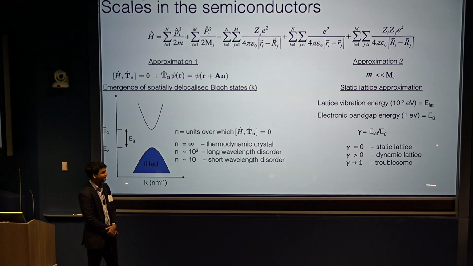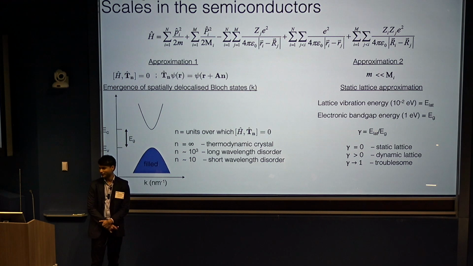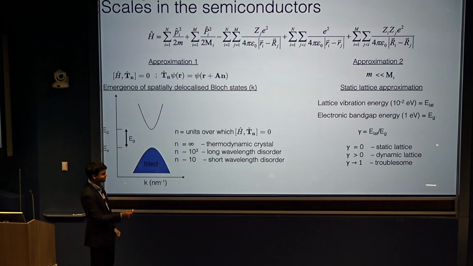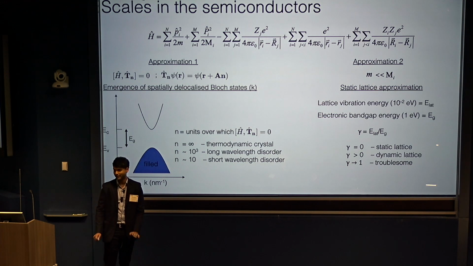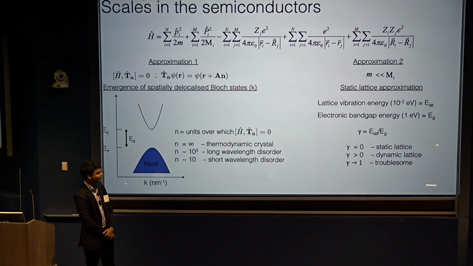And of course, there is the limit in which gamma approaches 1, which is what's called non-adiabatic quantum dynamics, where these lattice vibrations can induce transitions across the gap, and that becomes a highly complicated, highly coupled system, which I really won't get into today.